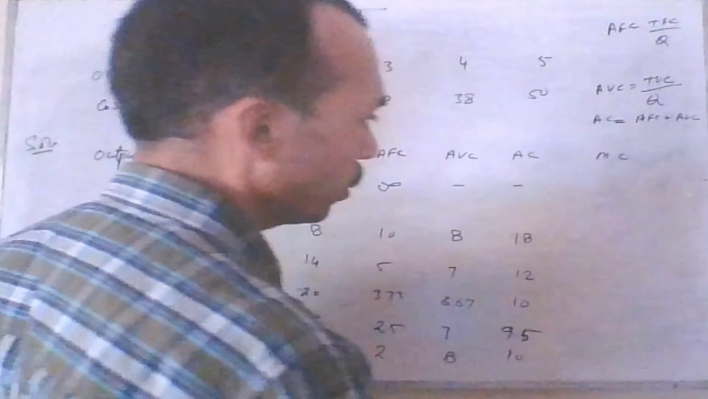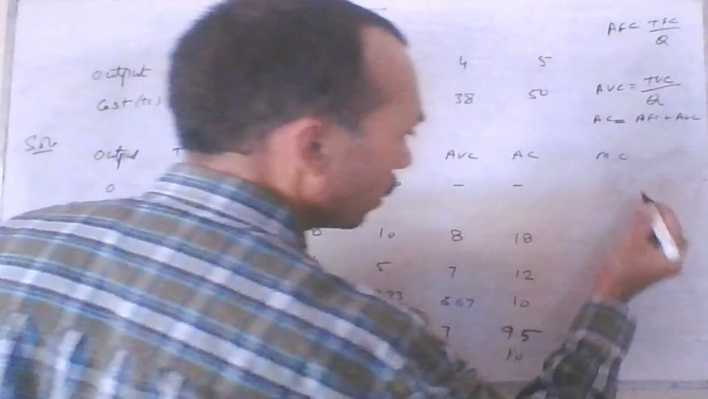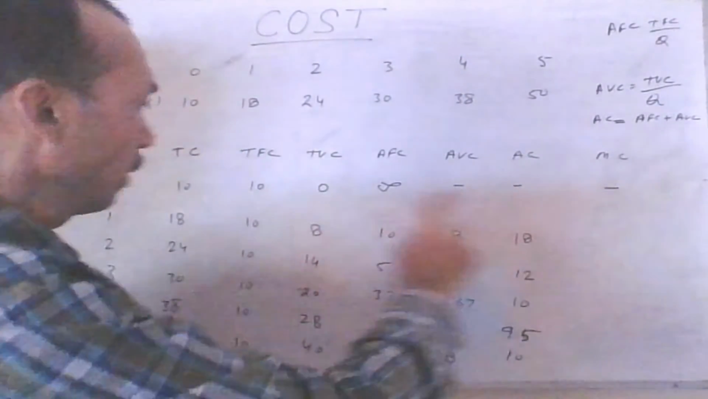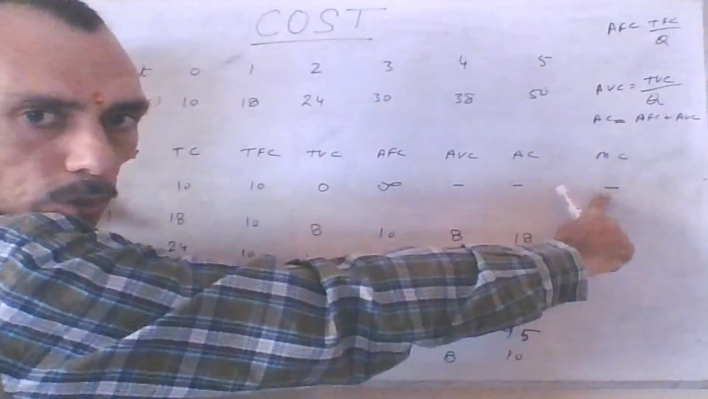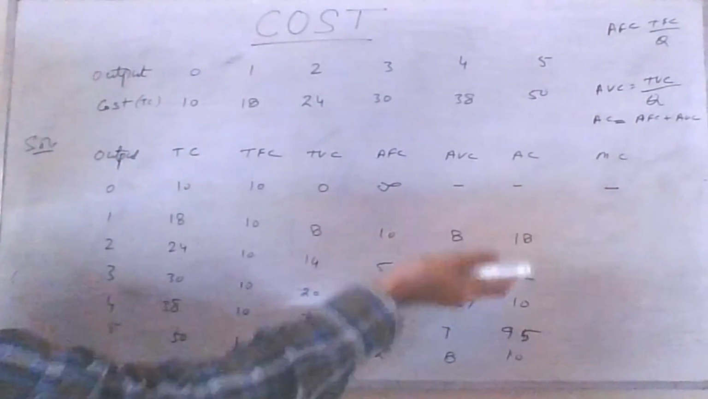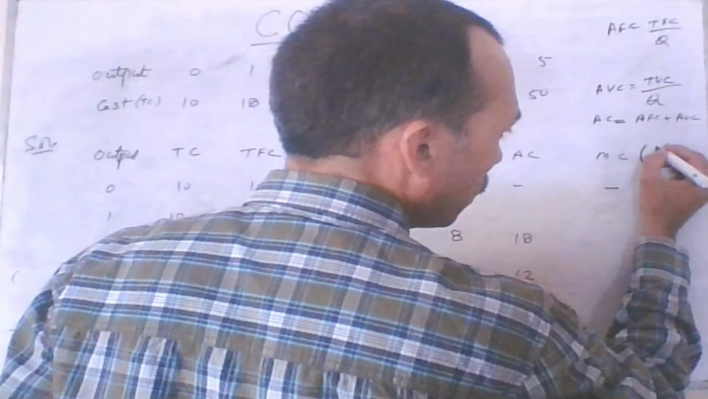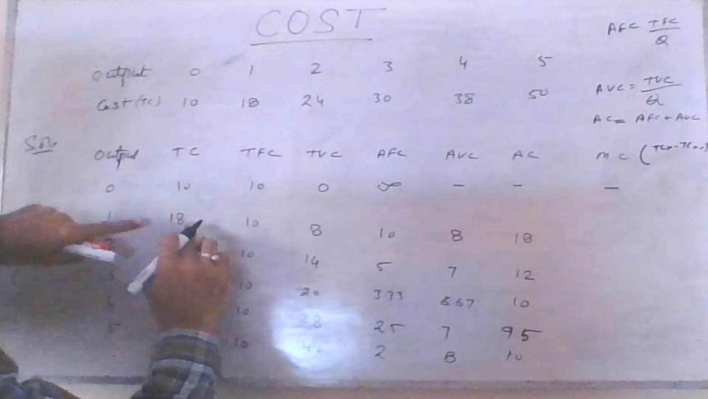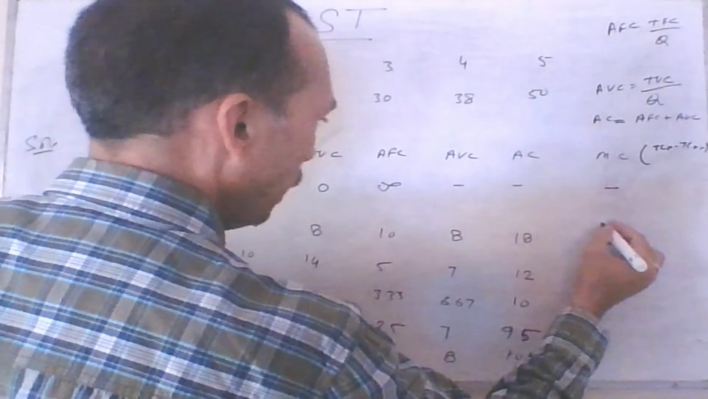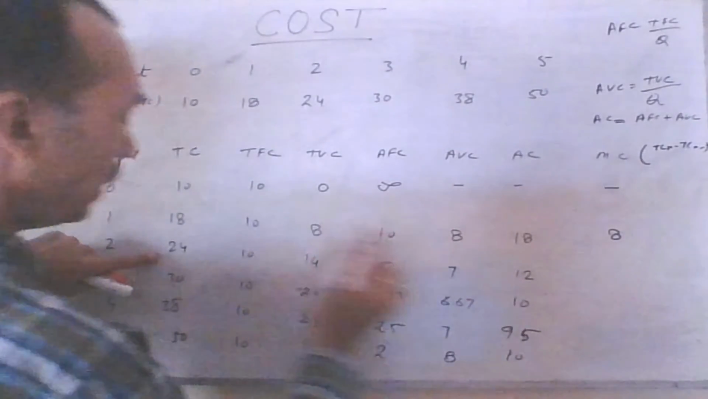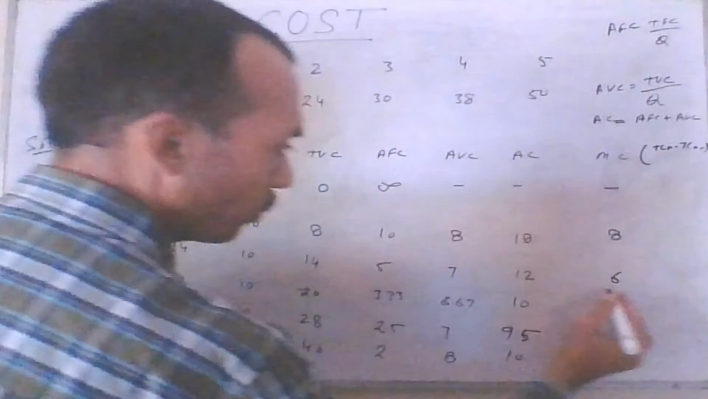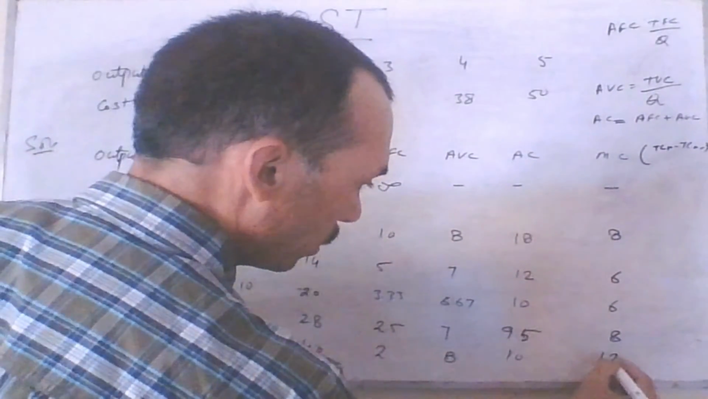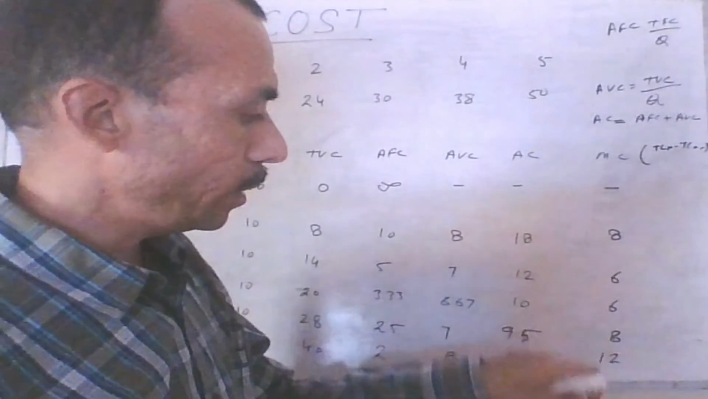Now marginal cost. When output is zero, marginal cost is a dash. You do not write zero here, zero would be wrong. Simply write the dash. Marginal cost means what? MC equals TC n minus TC n minus 1. So simply 18 minus 10 is 8. 24 minus 18, 6. 30 minus 24, 6. Then 8, and this is 12. So MC falls, reaching lowest, then starts to rise.